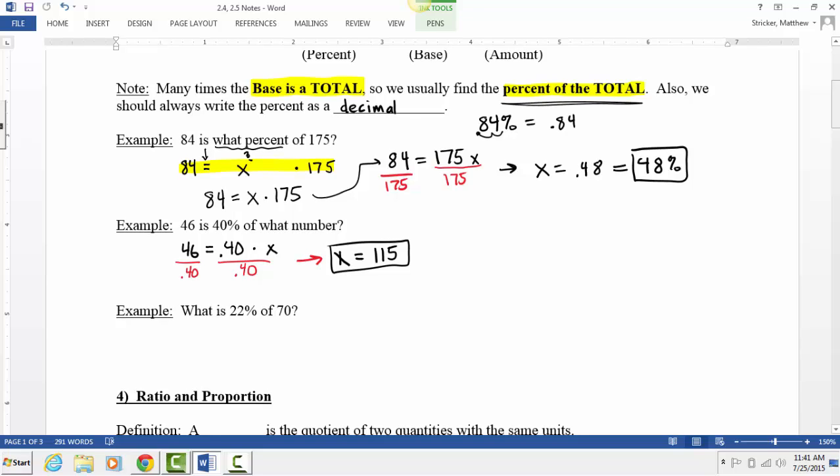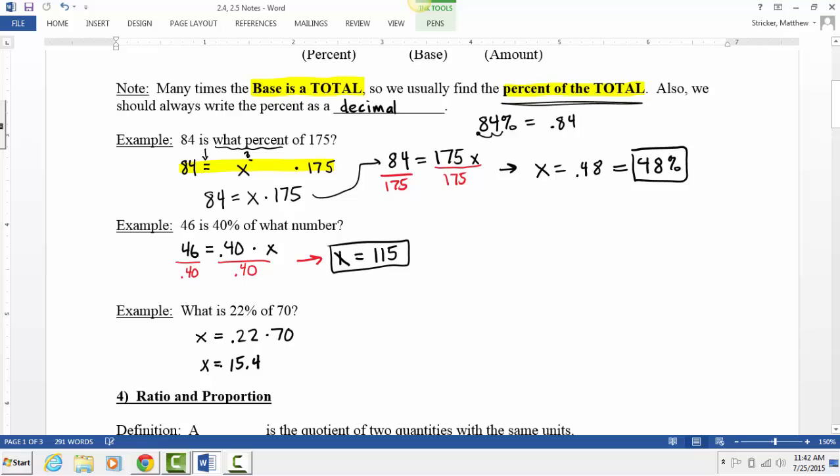Okay, and then one more here. We don't know x, so we're going to start off with x here at the beginning. x equals 22%, or 0.22, times 70. There's no solving needed here. We can just plug that into your calculator. 0.22 times 70 is equal to 15.4.